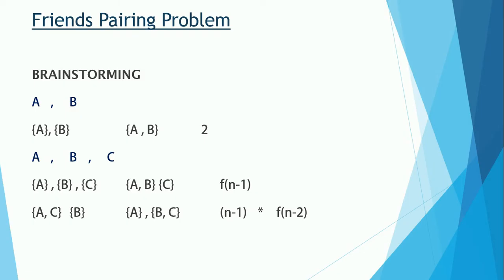That means there are 4 friends and we are going to find out in how many ways can they either be paired up or remain single.